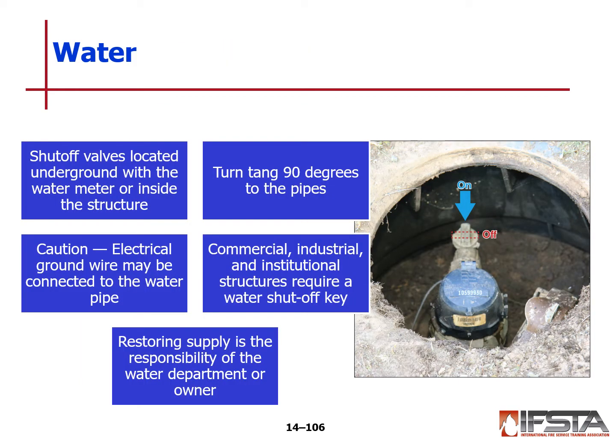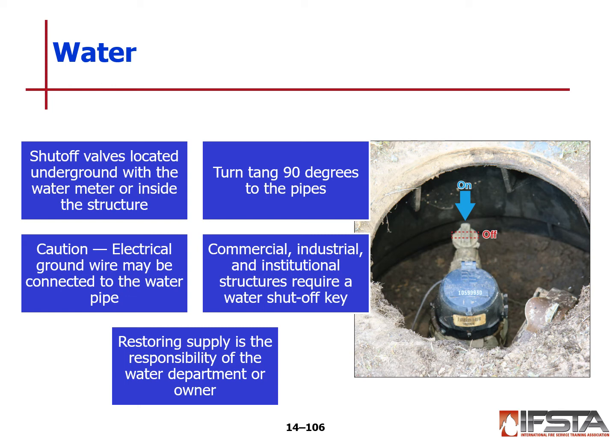Next is water. Shutting off the water is another thing that we have experience with and may need to do. Shut-off valves are located underground with the water meter, or they may also be inside the structure, such as the basement. The meter may also be in the basement. We want to turn the tang 90 degrees to the pipes. Again, if it's in line, it is on. If it looks like it is crossing the pipe, then it is off.